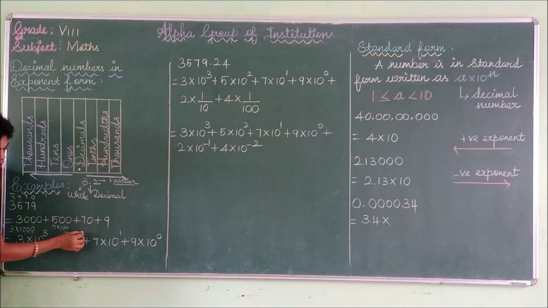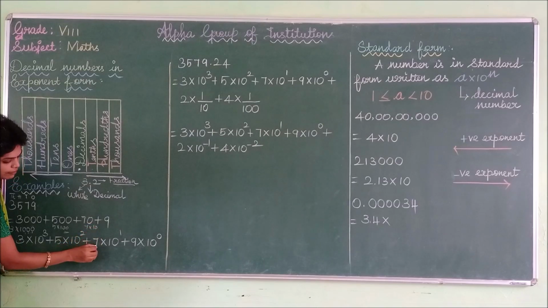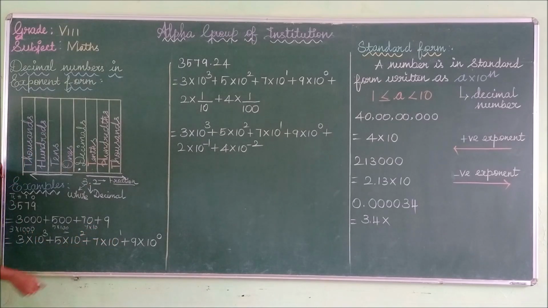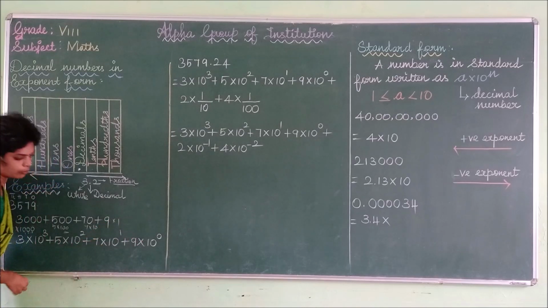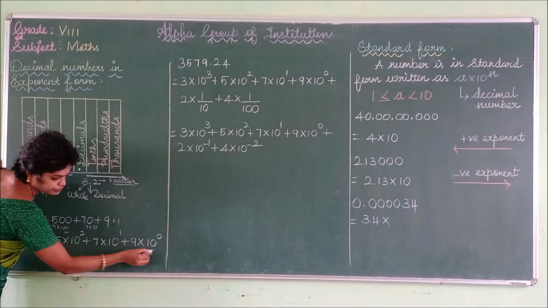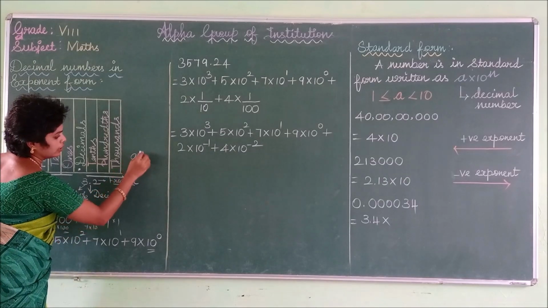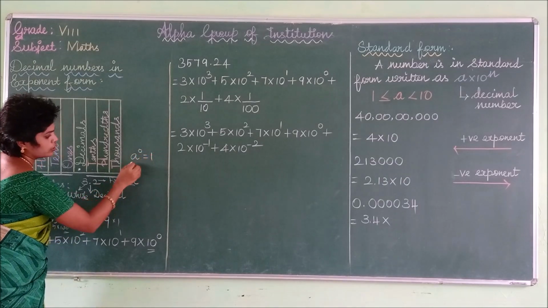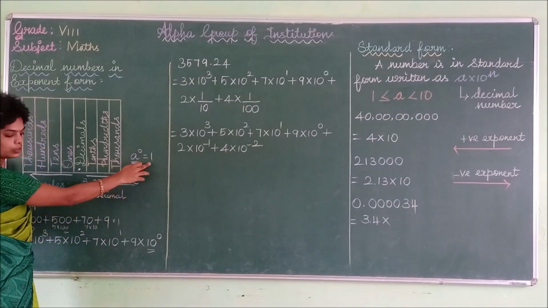5 into 10 to the power 2. Next one is 7 into 10, which is 7 into 10 to the power 1. Next, at last, 9 into 1. There is no tens place here. I already told you one thing: any number to the power 0 is 1. So any number whose power is 0 represents 1.